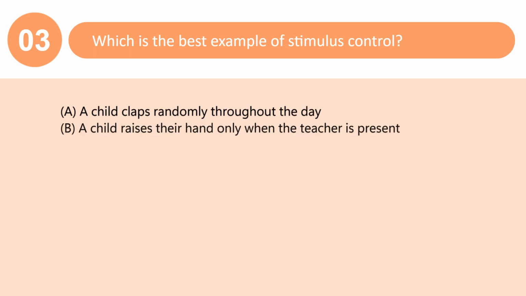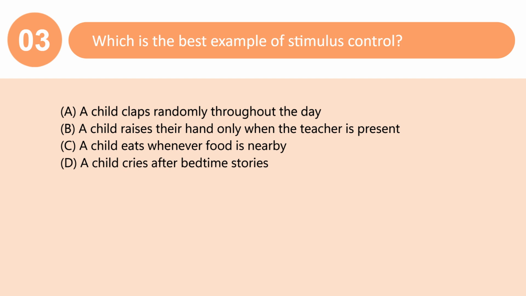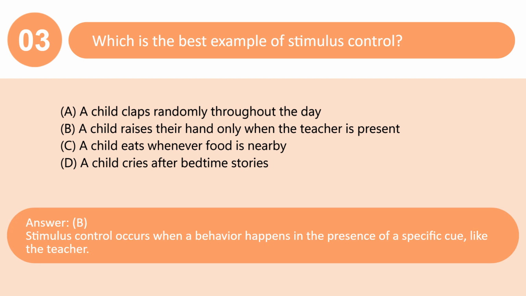Which is the best example of stimulus control? A. A child claps randomly throughout the day. B. A child raises their hand only when the teacher is present. C. A child eats whenever food is nearby. D. A child cries after bedtime stories. Answer B. Stimulus control occurs when a behavior happens in the presence of a specific cue, like the teacher.